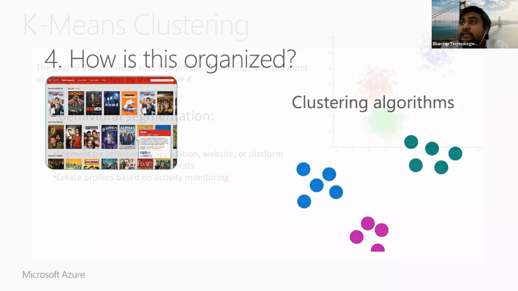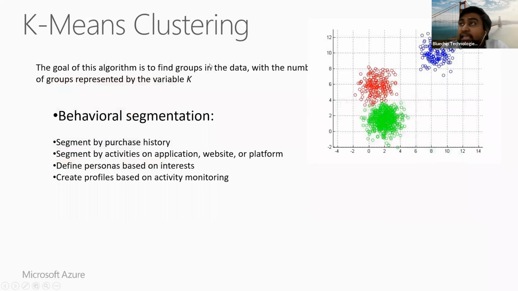The popular clustering algorithm is called k-means clustering. That is a really popular algorithm. This algorithm helps you understand the key data points and identify specific hidden patterns in your datasets. You can see some of the use cases here: purchase history, activity on an application, website or platform, interest, and activity monitoring. K-means clustering is only one example, but other clustering algorithms are also available.